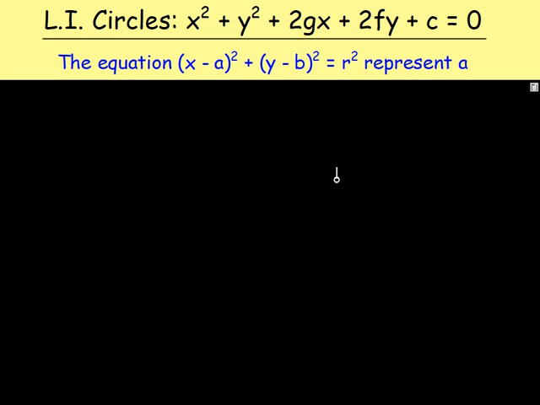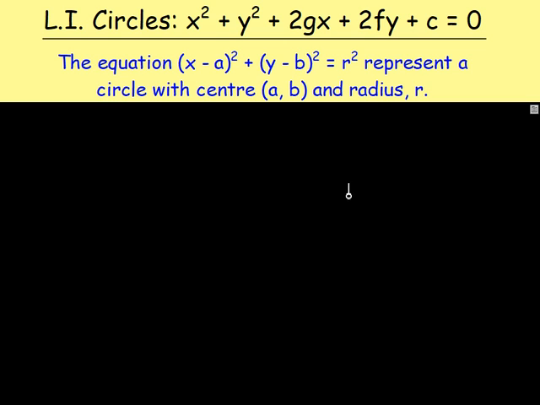Here we are with Chapter 10, Lesson number 3, the general equation of a circle. Now, if you remember last lesson, we were looking at the equation (x - a)² + (y - b)² = r², and that represents a circle with the centre (a, b) and the radius r.